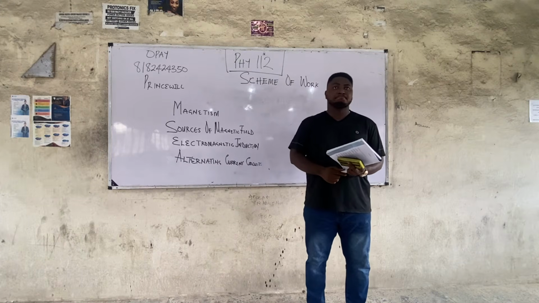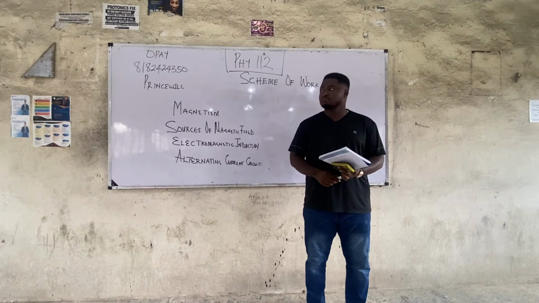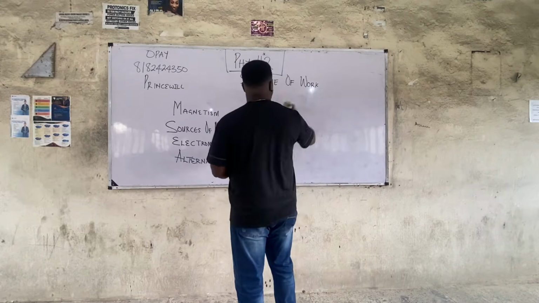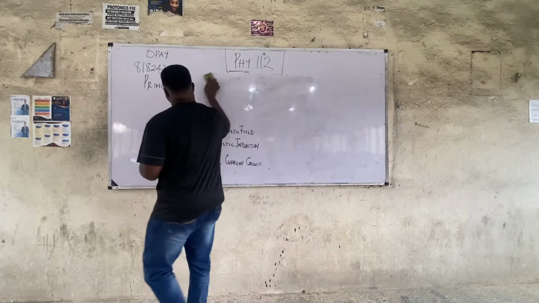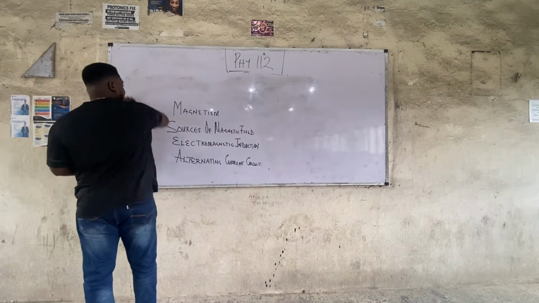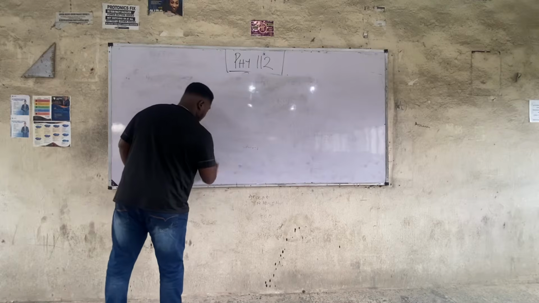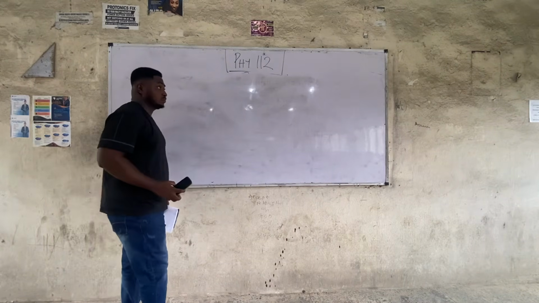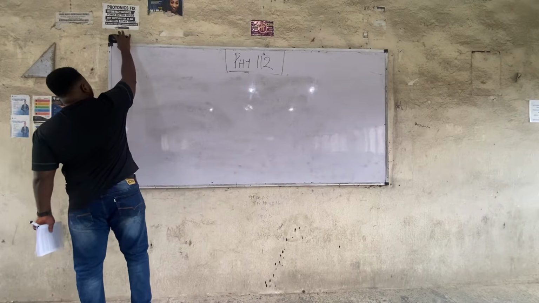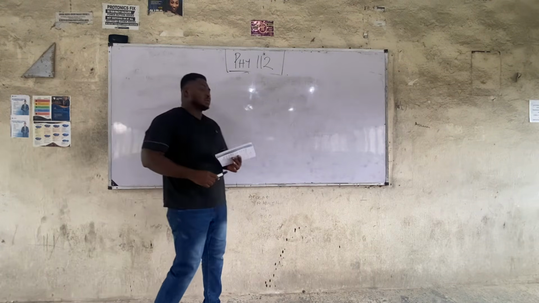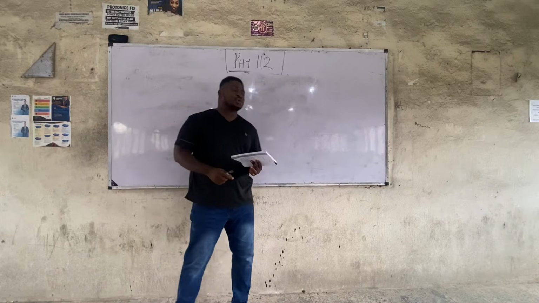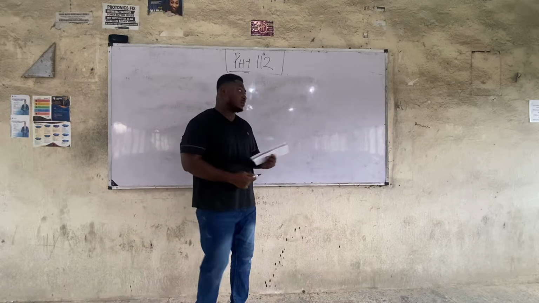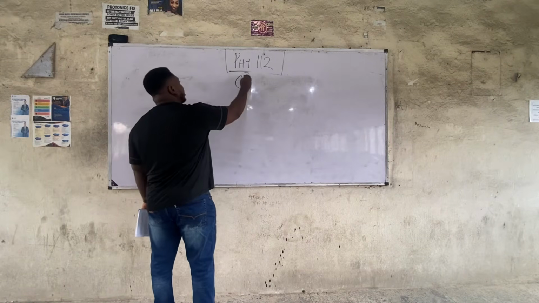Class, let us start with electric charge and electric field. The quantity of charge that is passing through a particular surface area is represented with the symbol Q.